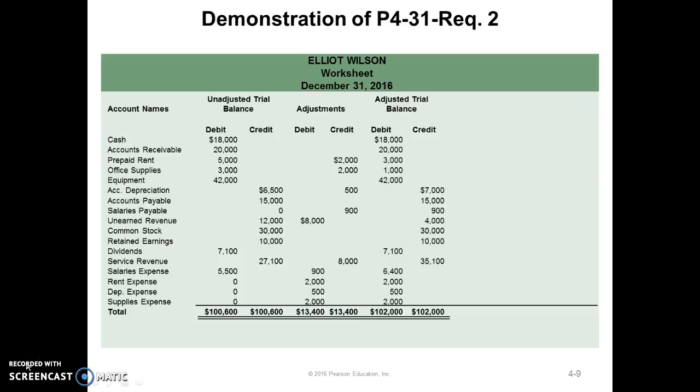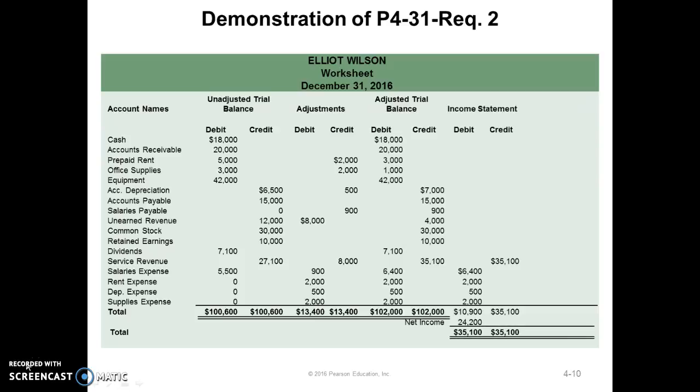On the next slide, we're actually going to go through all the individual adjustments. From the adjusted trial balance, you're going to come up with your income statement and your balance sheet. You can see how the numbers are adding up across the unadjusted plus the adjustments, the adjusted trial balance, and then the income statement and the balance sheet coming from the adjusted trial balance.